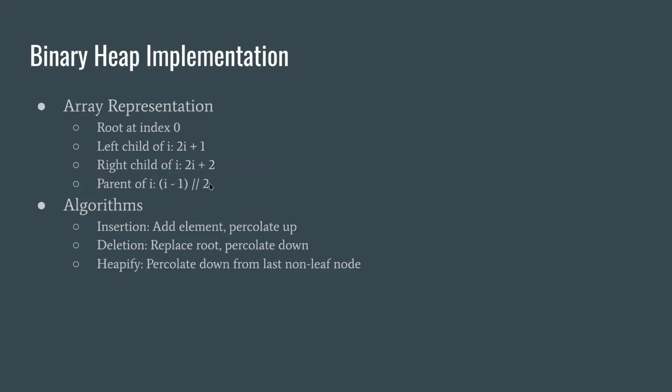For insertion, we add the new element at the end of the array and percolate it up to restore the heap property. For deletion, we replace the root with the last element and percolate it down. In order to build a heap from an arbitrary array, we call heapify starting from the last non-leaf node and moving upward.